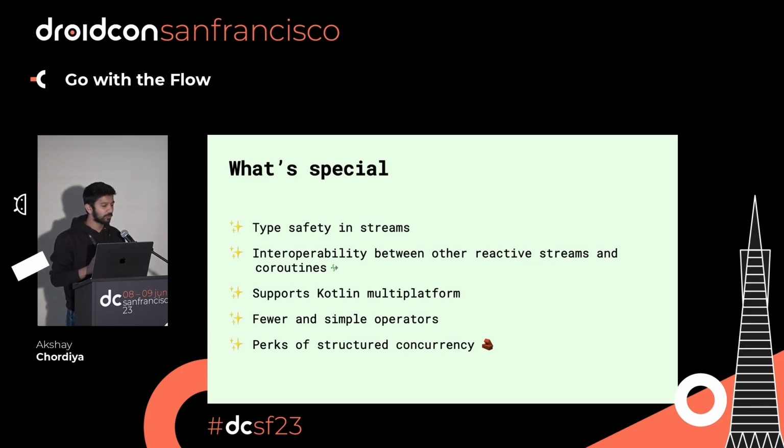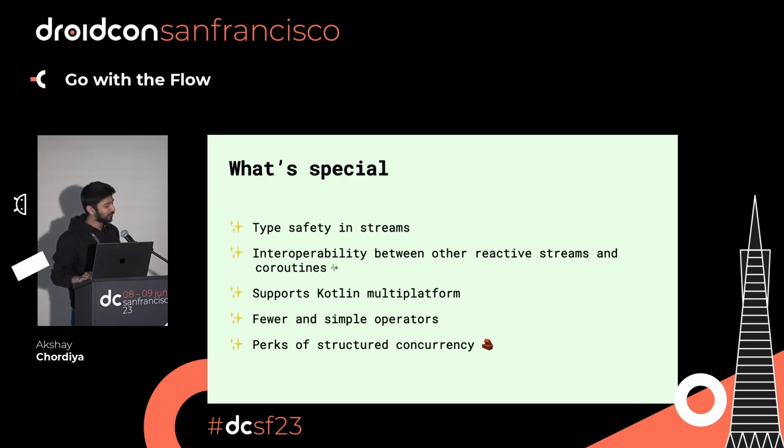Then there is interoperability between other reactive streams and coroutines, and this is the key thing. Flow provides an easy API to convert a Flow to any other reactive library or the reverse. You can also combine Flow and coroutines. We'll see examples of this later. You can also use coroutines and Flow on any of the Kotlin supported platforms like JVM, JS, native. There are some issues on the native and JS side, but it does work for the most part. You can also use it in common code and share it across your platforms.